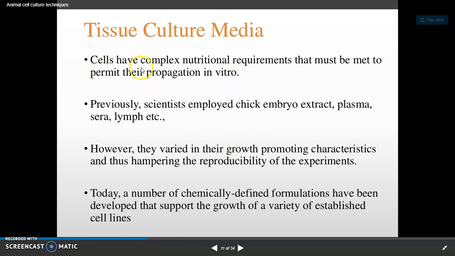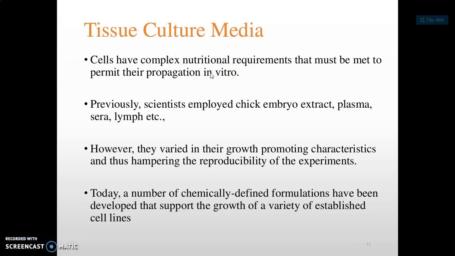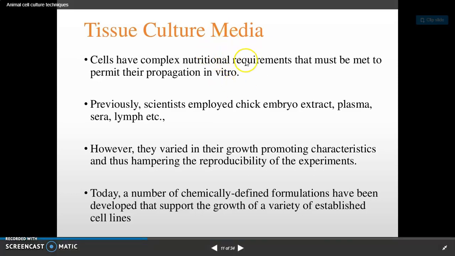Here see, cells have complex nutritional requirements that must be met to permit their propagation in vitro. Then only it is possible. Otherwise, if you maintain minimal nutritional composition media, it is not possible to cultivate our tissues or cells in vitro conditions, because they require a lot of complex nutrients.